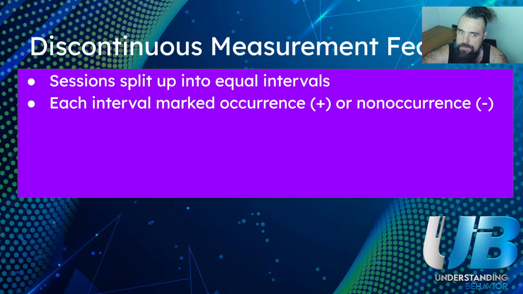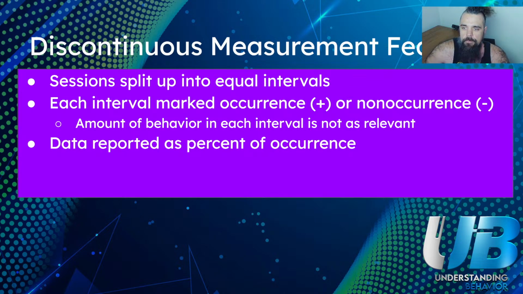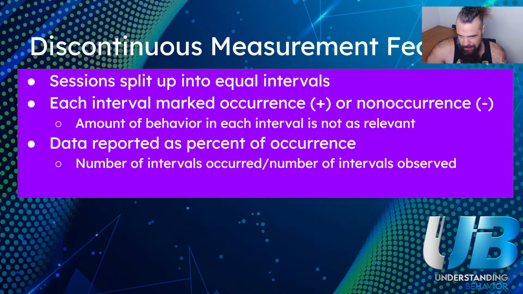For our discontinuous measurements, we're going to mark each interval as either an occurrence or a non-occurrence. So usually this is indicated by either a plus or a minus. The amount of behavior that occurs in each interval is not really as relevant. So each of these different measurement procedures are going to have different criteria for counting as an occurrence or a non-occurrence, and that's really the only thing that we're going to be focusing on as far as our data. The data are reported as a % of occurrence.